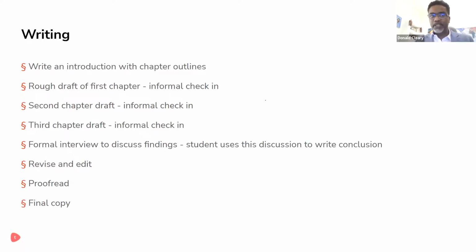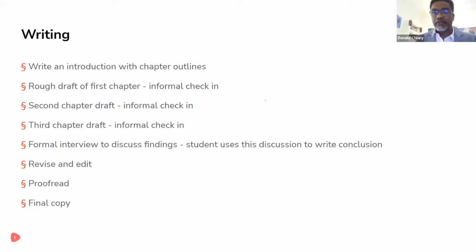The final step in the process is the writing. They write an introduction with chapter outlines that I mentioned. Once they've done that, then they go into the process of writing the first draft. I tend to have informal check-ins. For me, my preference is that I supervise students that I teach, because it's much easier to grab a student after class and say, hey, how is this going? And you can have those sort of informal check-ins that way.